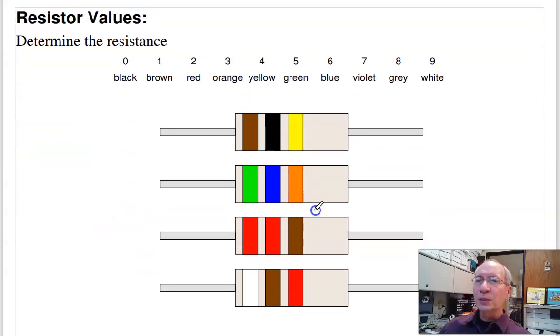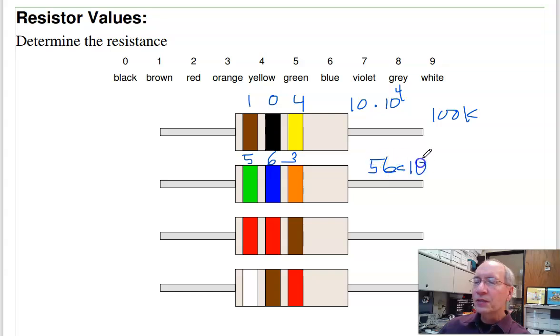So for example, suppose I had these resistors. What's the value of that resistor? Well, to do that, use the color code. This is brown, black, yellow. So this is 10 times 10 to the 4th ohms, or 100K. Next one. Green is 5, blue is 6, orange is 3, so this is 56 times 10 to the 3, or 56K.